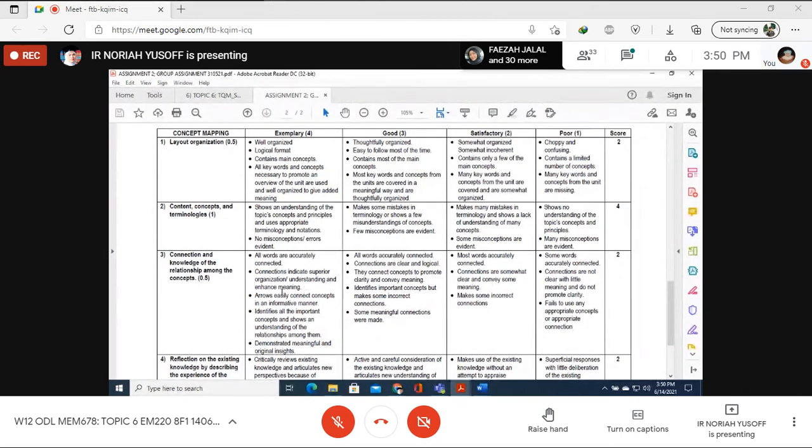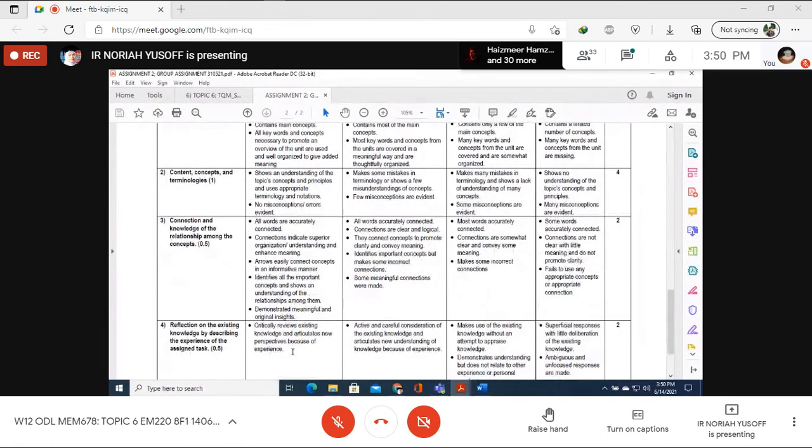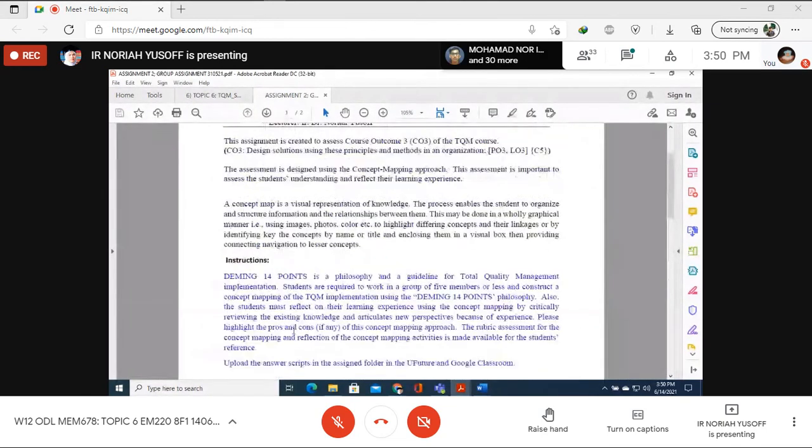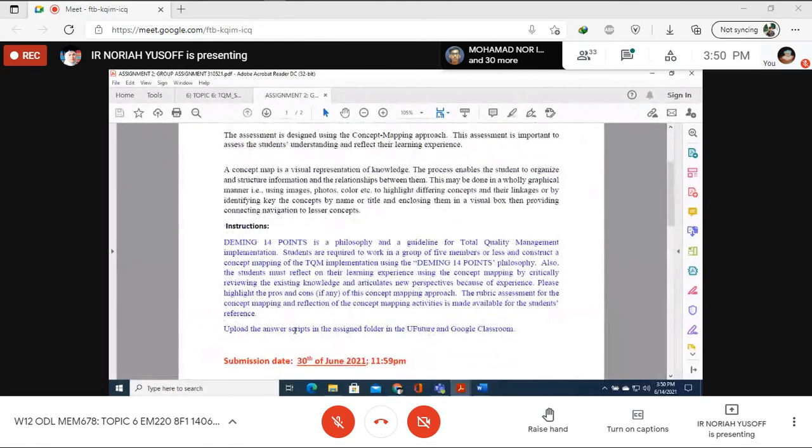So reflection critically reviews the existing knowledge and articulates new perspective because of your experience. Because of that learning experience using the concept mapping. Because previously, what you do, you only report. Okay, you deliver your assignment in a reporting style of format. But now, instead of using report, I ask you to use the concept mapping. So I would like you to share with me in terms of your experience in using this concept mapping in delivering your assignment. Okay, in doing your assignment.